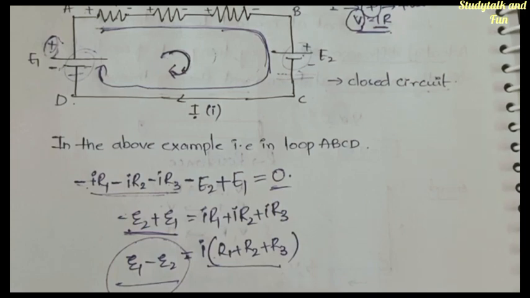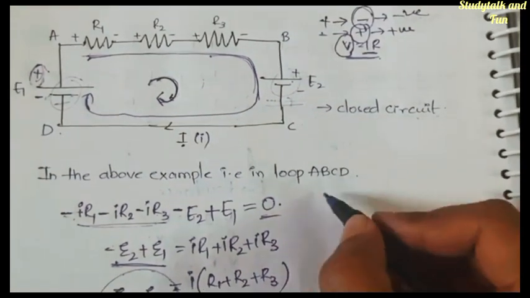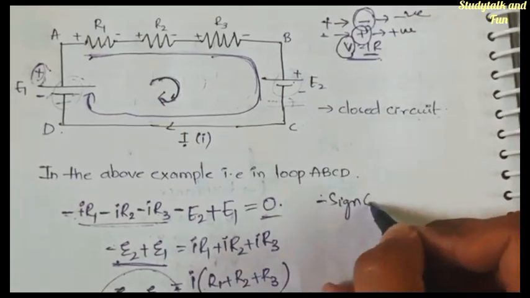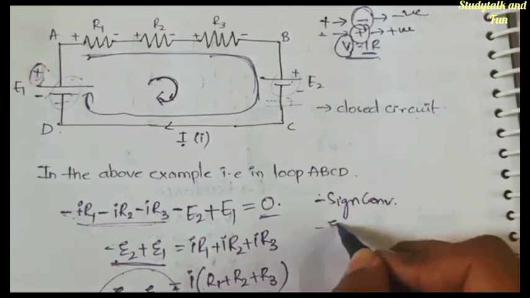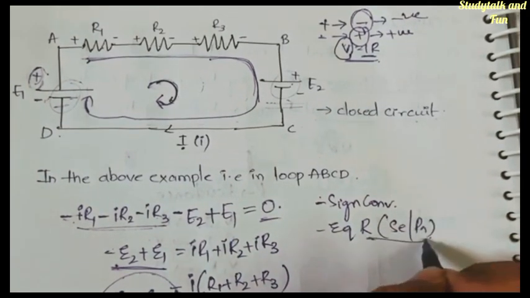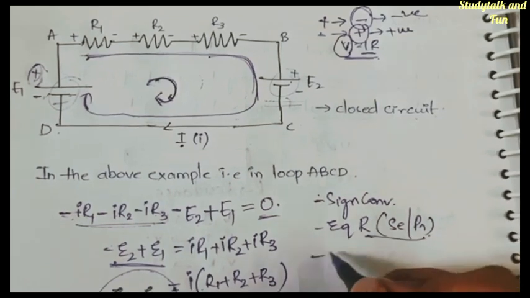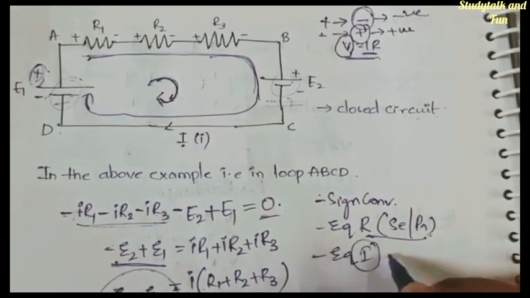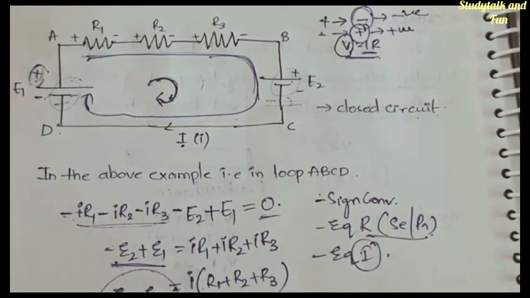So in KVL, the very important thing is finding the sign convention. See, sign convention is very important. Next, finding the equivalent resistance, that is, whether they are in series connection or in parallel connection, that is important. And finding the equivalent current, because if there is a loop, if there are more than one loops, then that is very important. That I'll explain in the next video. In the next video I'll take an example of KVL and I'll explain it to you.